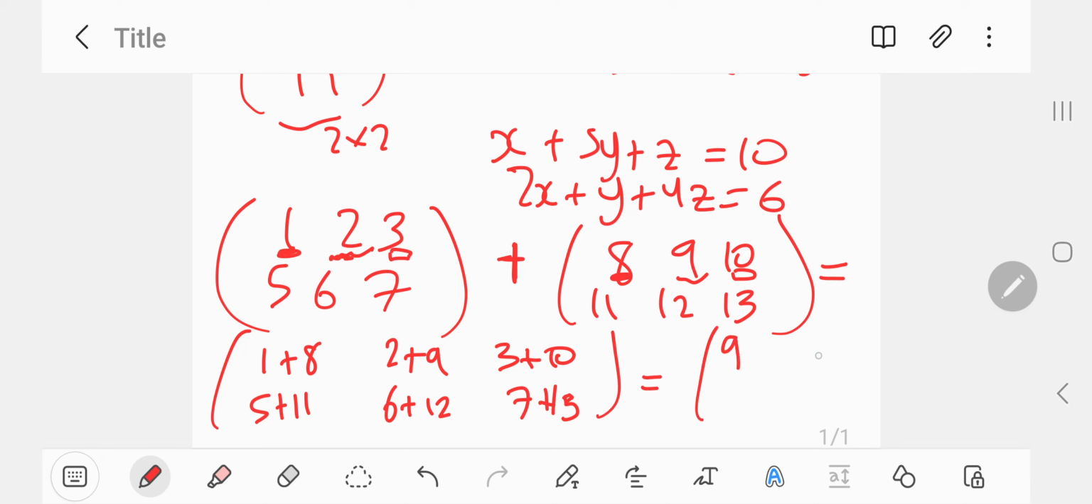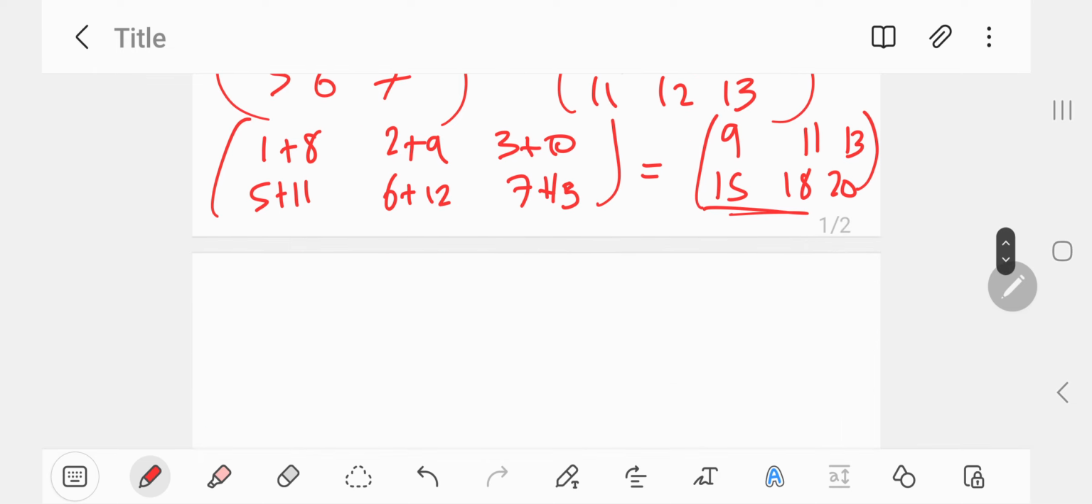1 plus 8 is 9, 2 plus 9 is 11, 3 plus 10, 13, 5 plus 11 is 15, 6 plus 12, that's 18, and 7 plus 13, that's 20. And there's your end matrix end result.